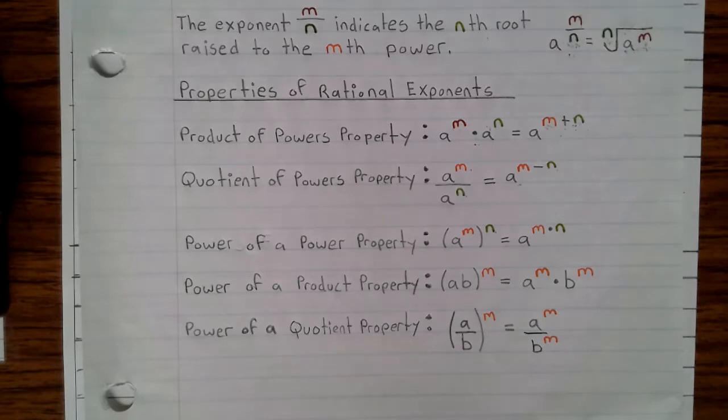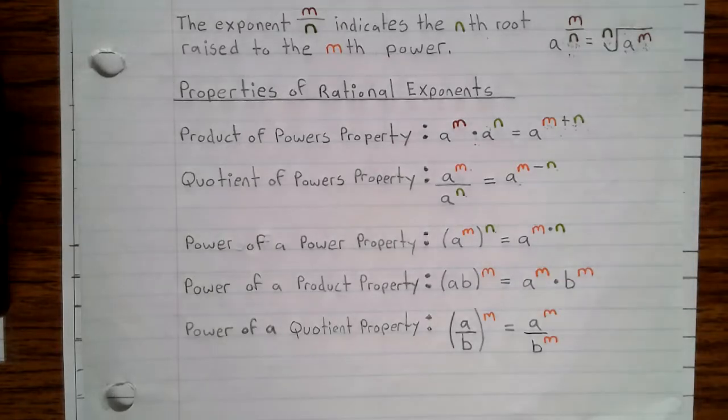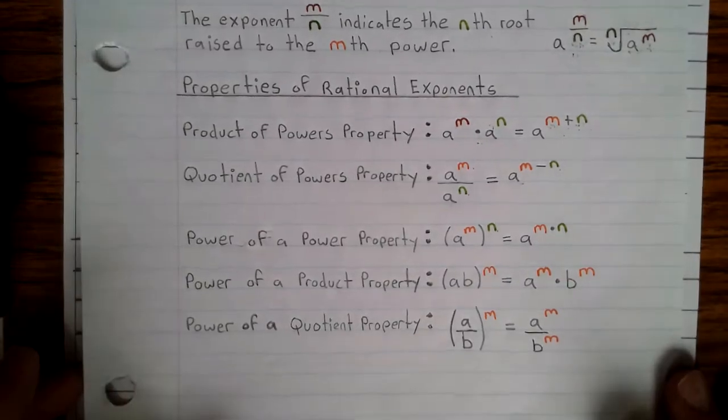Power of a product property: a times b to the mth power is equal to a to the mth times b to the mth power. Power of a quotient property: a divided by b to the mth power is equal to a to the mth divided by b to the mth power. Okay, if you would finish up your notes. Now your notes are completed.